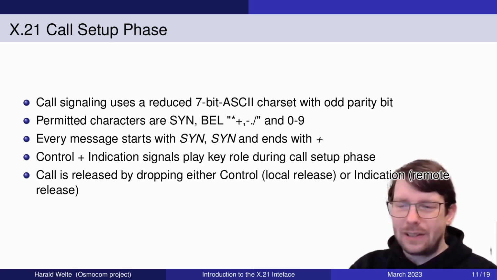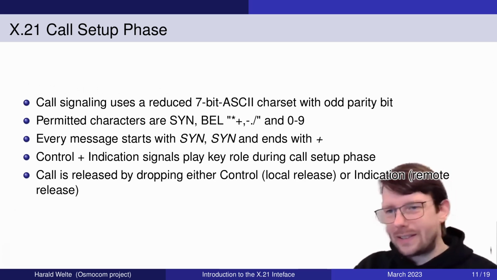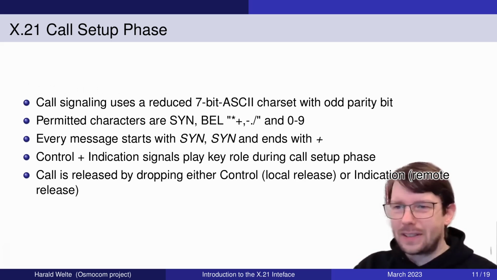So let's say you have the initial dial command of a subscriber. You would send SYN, then the dial string, the number that you dial, and you end with plus. And then this goes to the digital exchange, and the digital exchange will answer with something else, which again starts with 2 SYN characters as start and ends with a plus in the end.